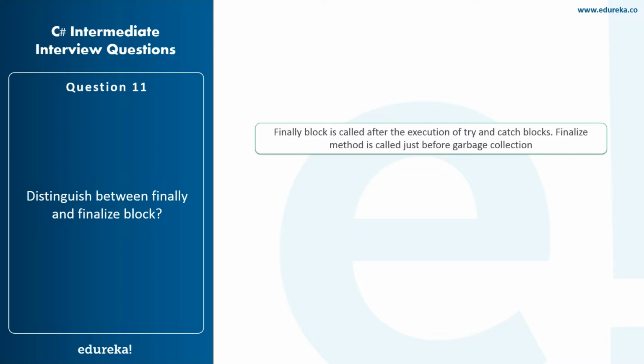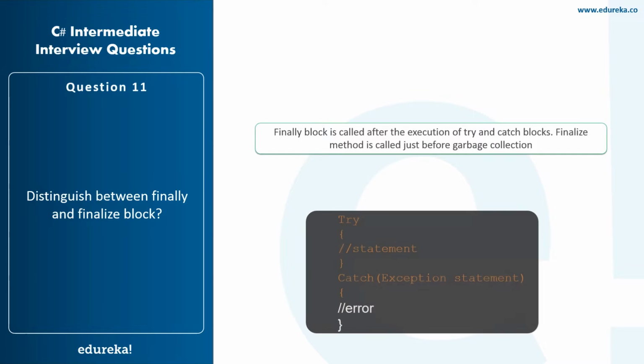Now, when I talk about a finalize method or a finalize block, it is called just before the garbage collection. So the main purpose of a finalize block is to perform cleanup operations for unmanaged code. It is automatically invoked when an instance is not subsequently called. I have given a small example also. This is basically the syntax of a try catch statement. A statement goes under try, and then you write an exception statement under catch, and then the error occurs. I'm going to be explaining about try catch later in my tutorial.